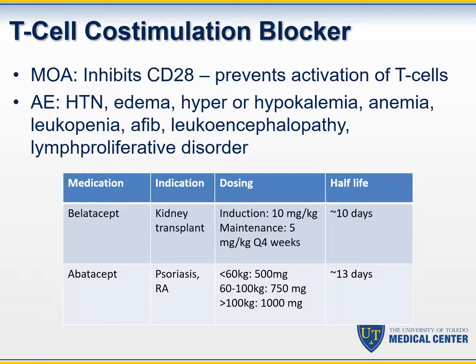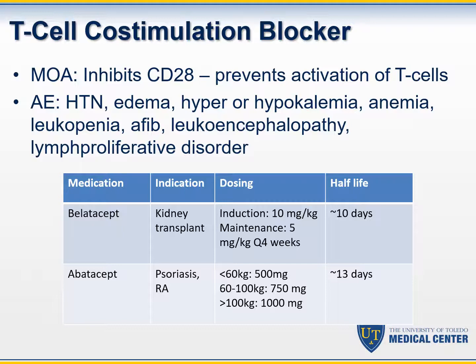Abatacept I put on here for completion, but it's not really used in your transplant population. It's mainly used for psoriasis and RA. If you are converting from a calcineurin inhibitor to belatacept, there's actually a separate regimen that patients will be on, but eventually they will get to that maintenance dosing of 5 milligrams per kilogram every 4 weeks.